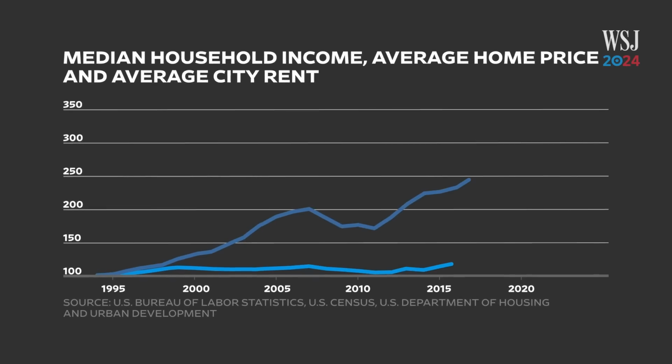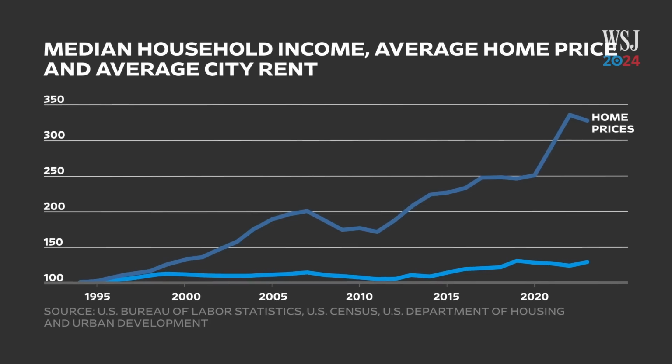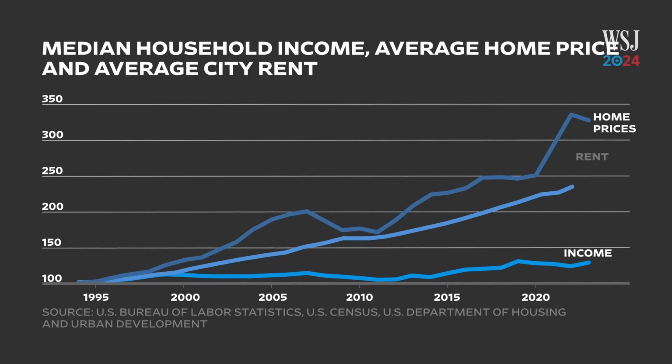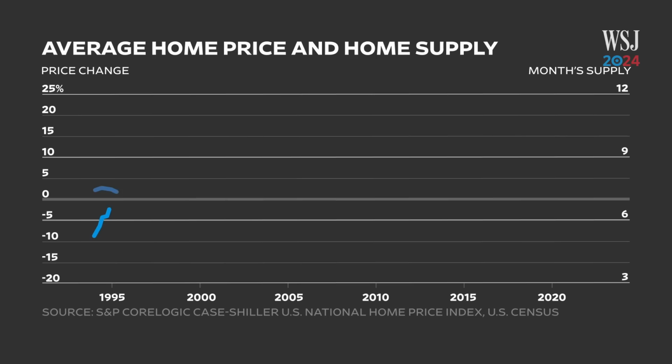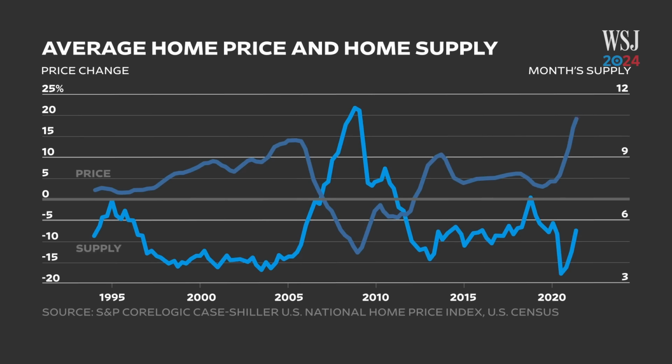This chart shows you what you already know. The price of homes has grown way faster than income. Rent, too. We're in a housing crisis. Housing affordability crisis. And the main reason is simple: supply and demand.